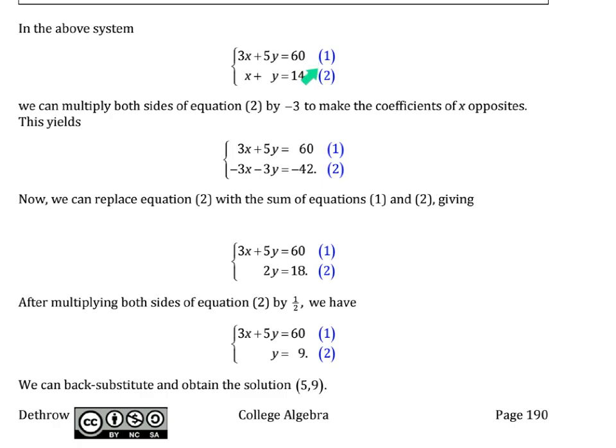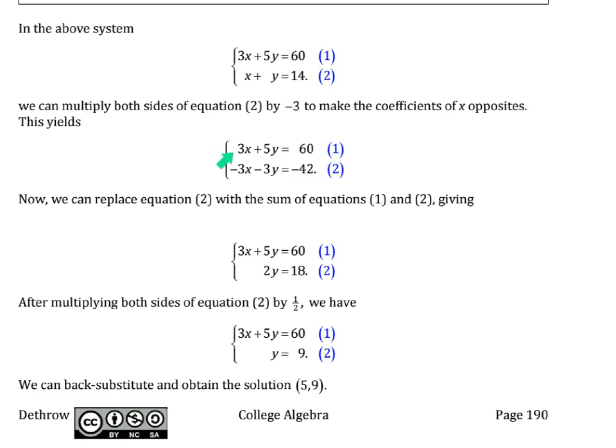Here I've numbered the equations to make it easier. So we are going to eliminate, in this case, the x's. Now you can eliminate y's if you wanted to, but for this case I just decided to eliminate the x. So we can multiply the second equation on both sides by -3. This multiplication by -3 would allow the coefficients to be equal but opposite.